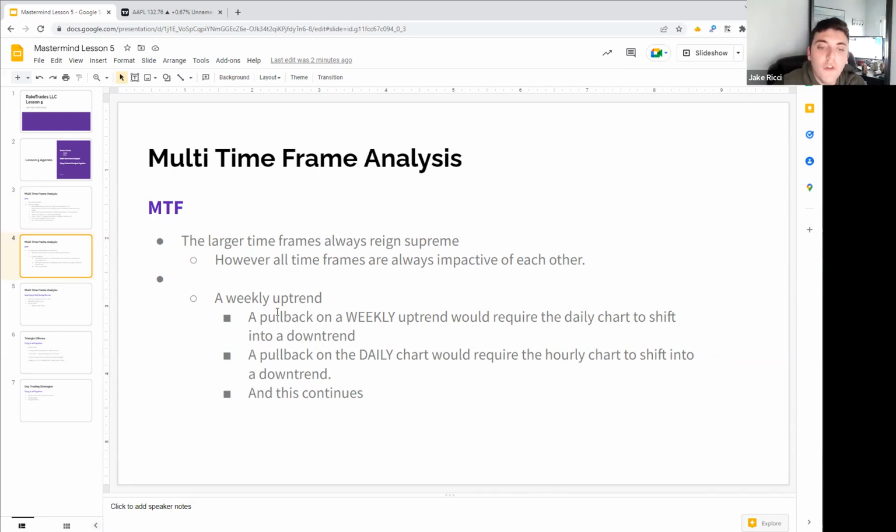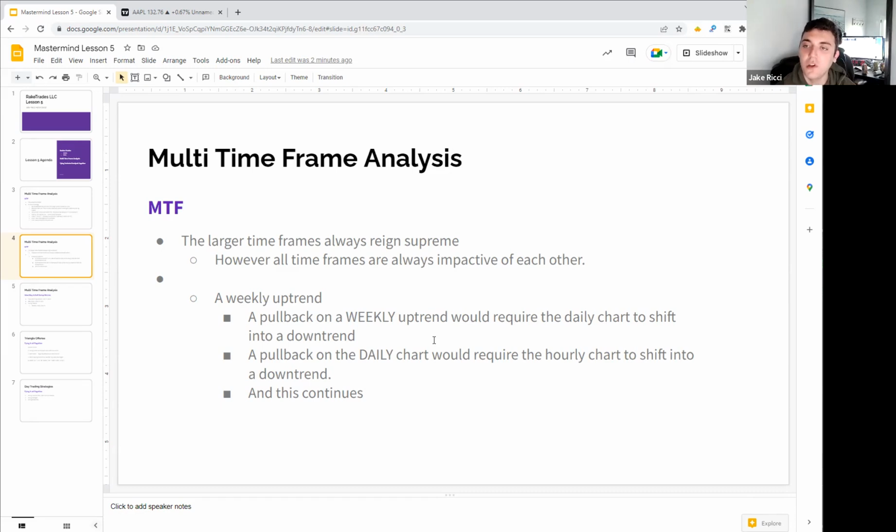So then if you drill that down into a daily chart, let's say the daily's in an uptrend, right? In order for that daily just to get a pullback, it's not flipping into a bearish trend. It's not flipping into something that is going to be immediately short. But in order for it to get to a pullback, the hourly chart would then flip into a downtrend. So it's important to understand how these things tie together. This continues down and down and down, right?